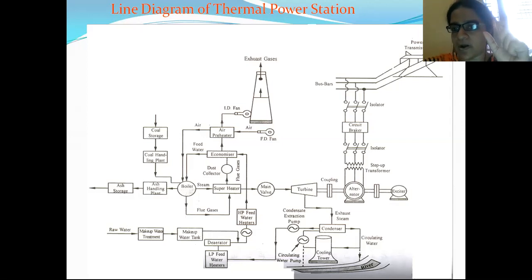Next, this thermal power station is producing heat. This heat is obtained from water with the help of coal only. So you need to have coal in order to run your thermal power station. The primary fuel requirement for your thermal power station is coal.